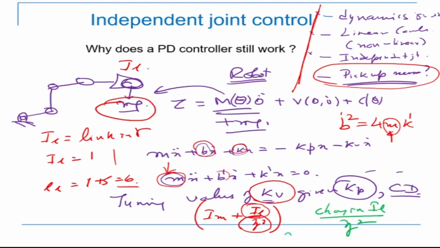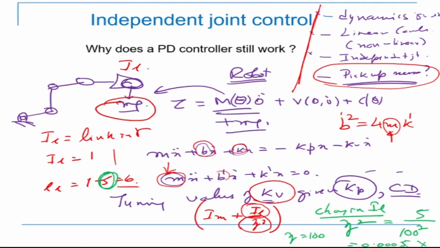Now if zeta is, let's say, 100, gear ratio is 100, then in this case, if IL is changed by 5, the change is 5 by 100 squared. So it is 0.0005. That much change is happening, and this is almost negligible. This is extremely important, and I'll repeat it again.